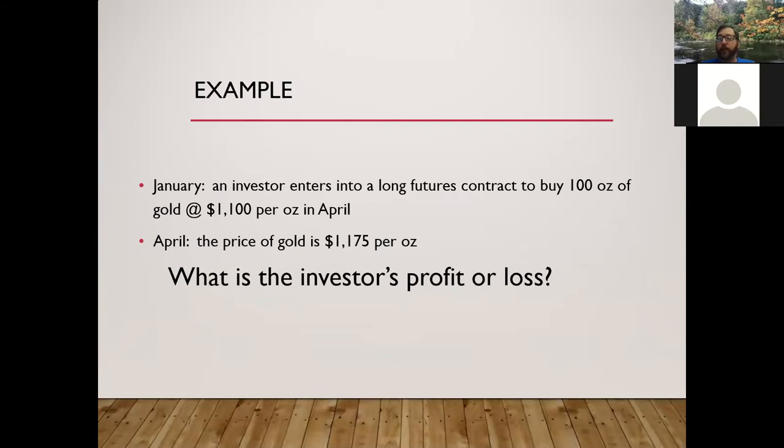And then in April, it turns out gold is a lot more, right? And in this particular case, what would the profit or loss be? Well, you can see how much the difference is per ounce, but then you have to remember that contract is for 100 ounces, right? So we have a volume and a cost of 1,100, and then we'll have a market price of 1,175, right? And so we can calculate what our profit or our loss would be based on that.